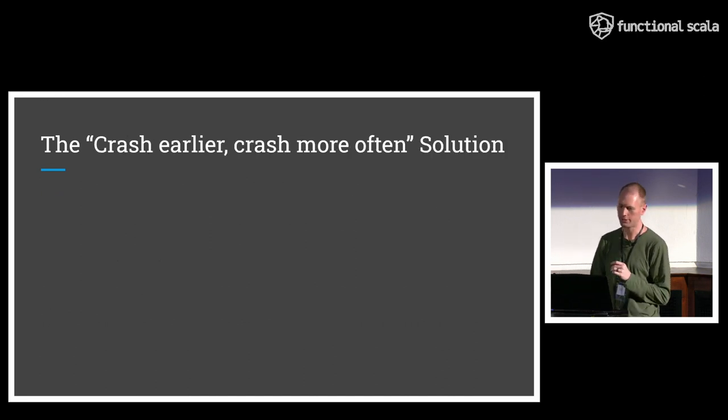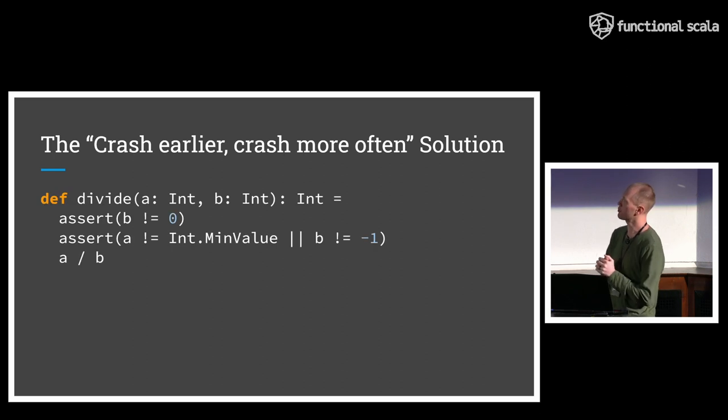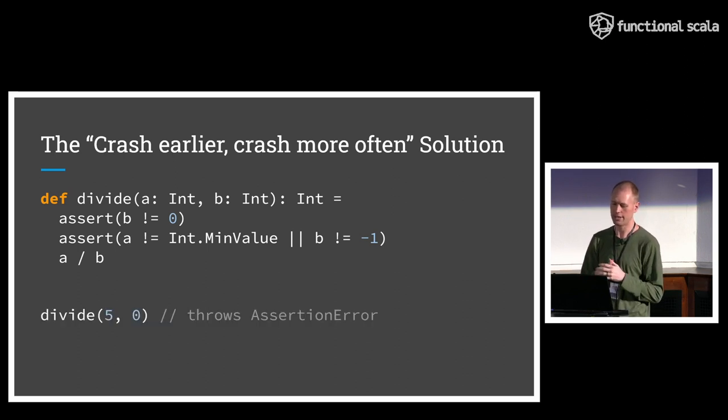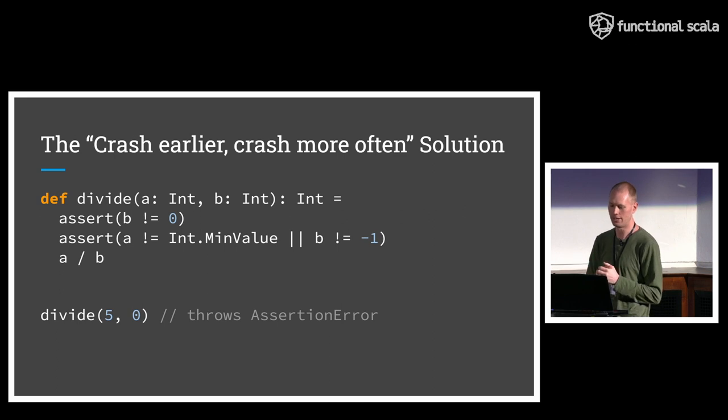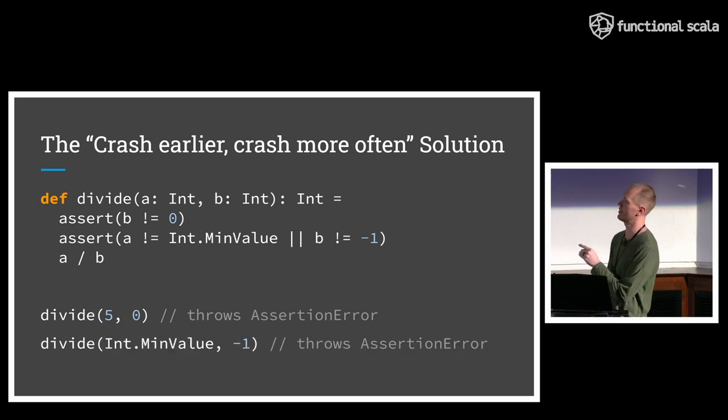There's what I call the crash earlier, crash more often solution. We can just assert that they don't do this, right? The problem is that if someone actually does divide 5 by 0, they get an assertion error. So we've crashed differently. Maybe that's an improvement, I don't know, but we're still crashing. Now we also crash in the other scenario of dividing int min value by negative 1. We used to just overflow. Now we crash both times.